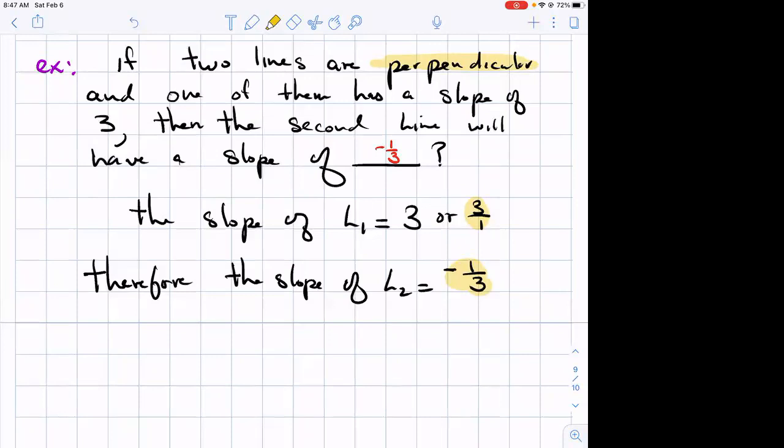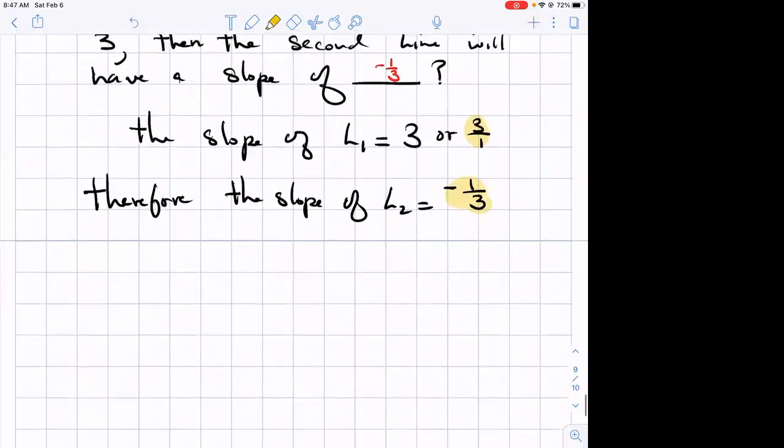In addition, for your notes, if you find the product of the slopes of perpendicular lines, the product will always be -1. If you multiply the slopes of any two lines that are perpendicular, it will always be -1. Always. So let's look at an example, or two examples.